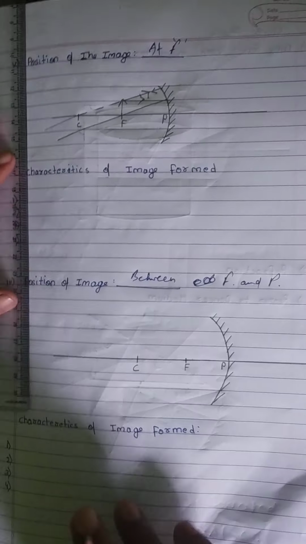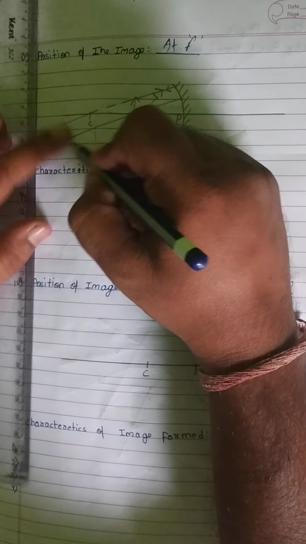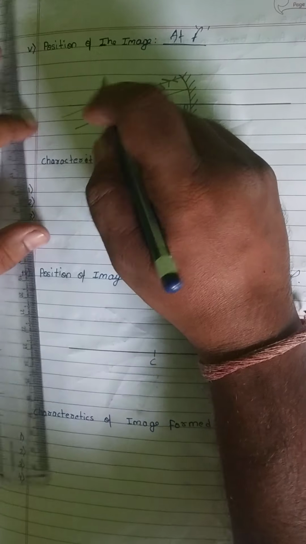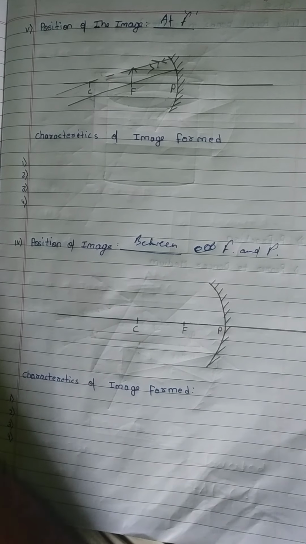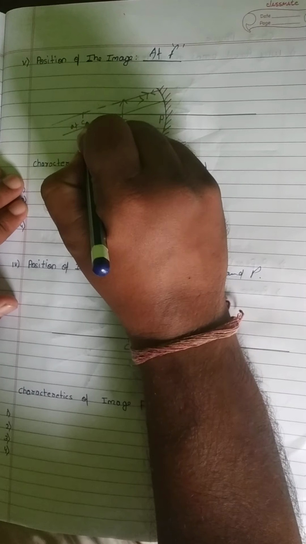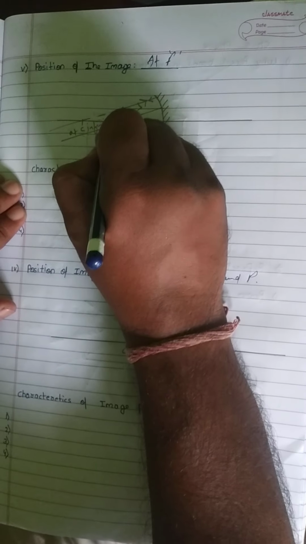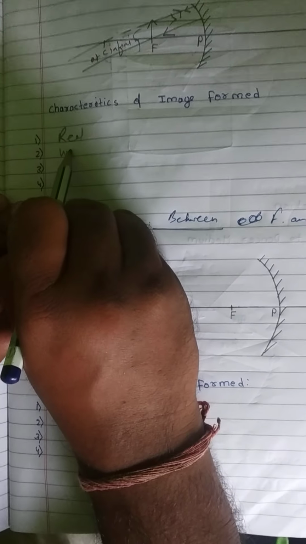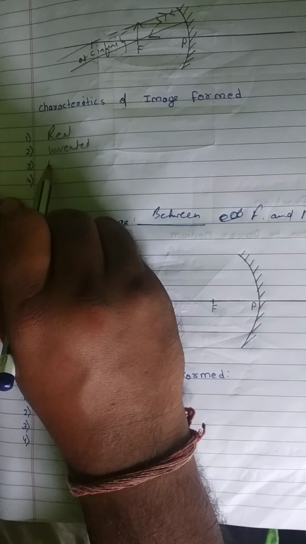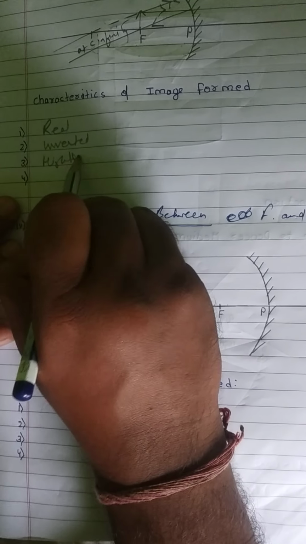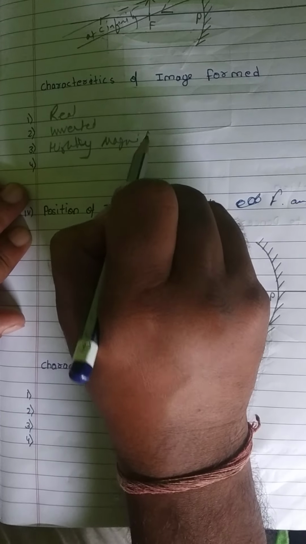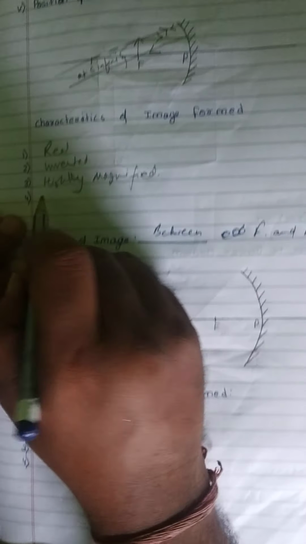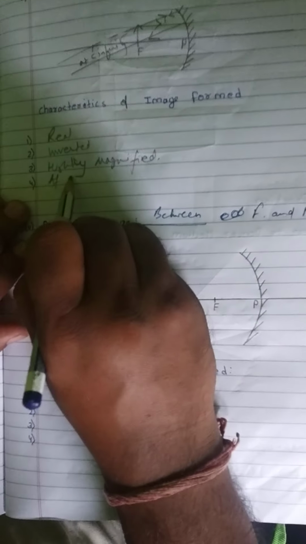You will realize that they are almost parallel, not exactly parallel, but almost parallel. So they will meet at a much greater distance, and if I draw this line, this would be a huge image formed. That is why here I am writing at infinity, meaning the image formed is at infinity. So here the characteristics of the image formed are again real, inverted, highly magnified, and the last one is at infinity, which you can see is written over here also.